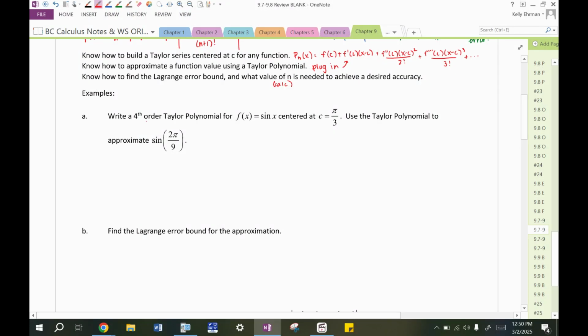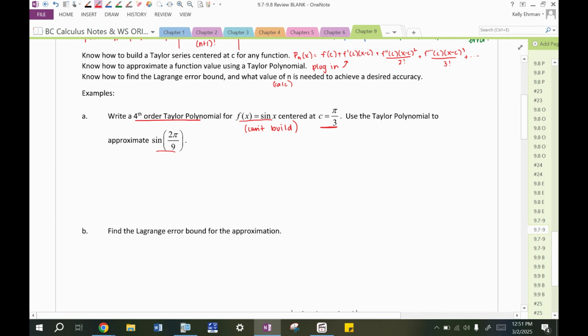All right, so this says write a fourth order Taylor polynomial for f of x equals sine x centered at c equals pi over 3. So we can't just use our shortcut and build this like we talked about at the end of the notes, because it's not a Maclaurin polynomial. So we're going to have to do this the long way, and then we will use that Taylor polynomial to approximate sine of 2 pi over 9.